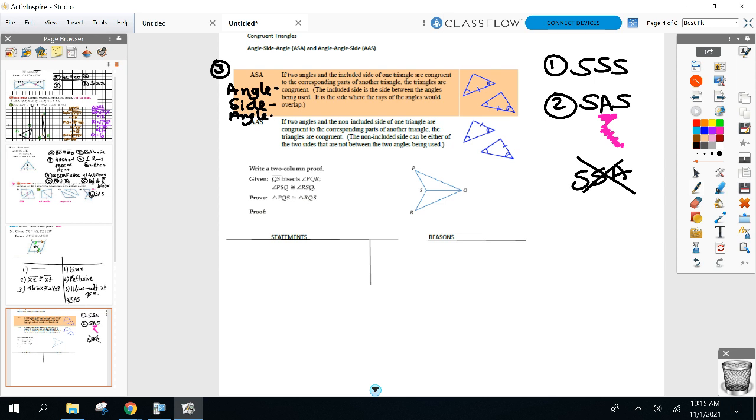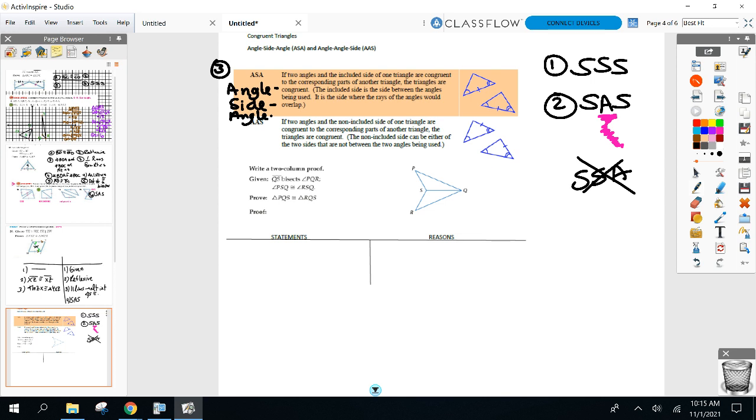Look where the side is. If you want to use this, where does the side have to be? In the middle, kind of like side angle side with the angle. Look at the 2 triangles I provided on the right. We see that the sides are in the middle. Well, what if the side's not in the middle? You can still do it.